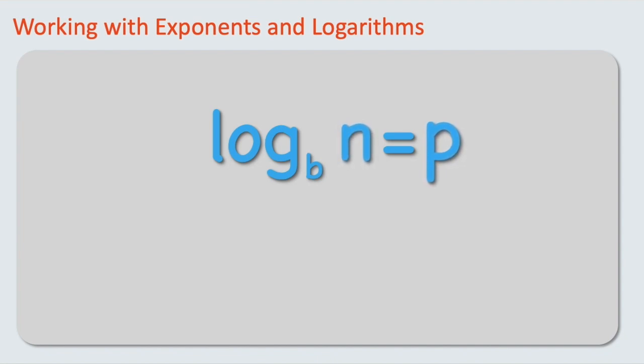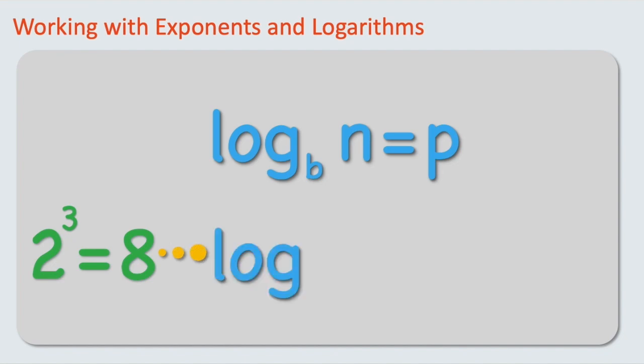the power. This is starting to sound a bit confusing with all the variables, so let's show this with an example. 2 to the third power equals 8. Applying the exponent and logarithm rules, we get log to the base of 2 of 8 is equal to 3.